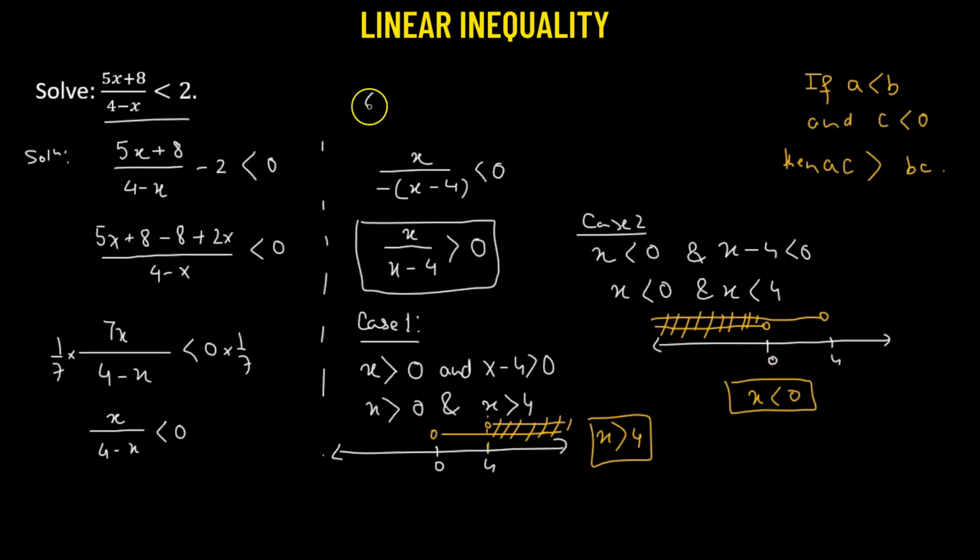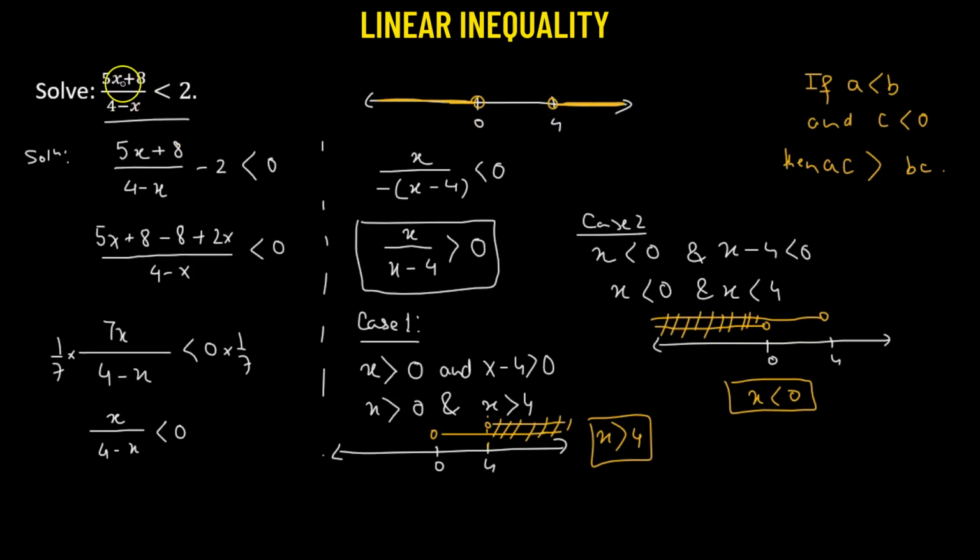So let's represent these two solutions on the number line. We'll consider 0 and 4. Now we have to consider all the values of x less than 0. Here 0 is not included, so we'll put a bubble here. So we consider all the values of x lying to the left of 0, and all the values of x lying to the right of 4, that means all the values greater than 4. Putting a bubble here means that we have excluded x = 4.